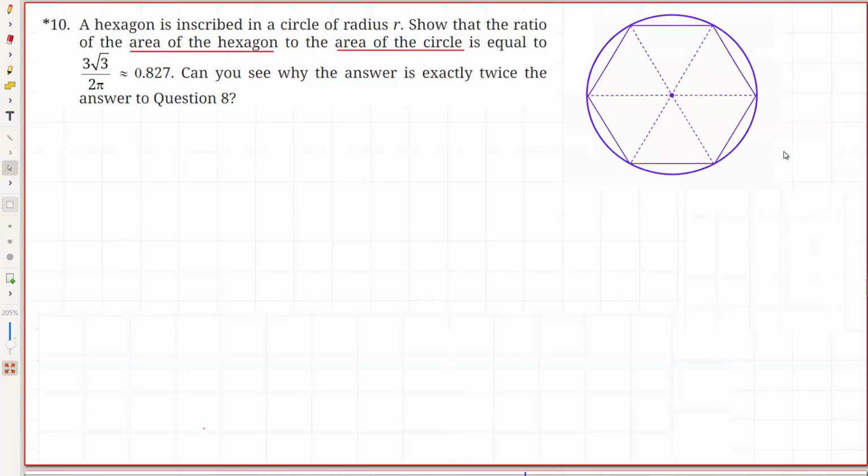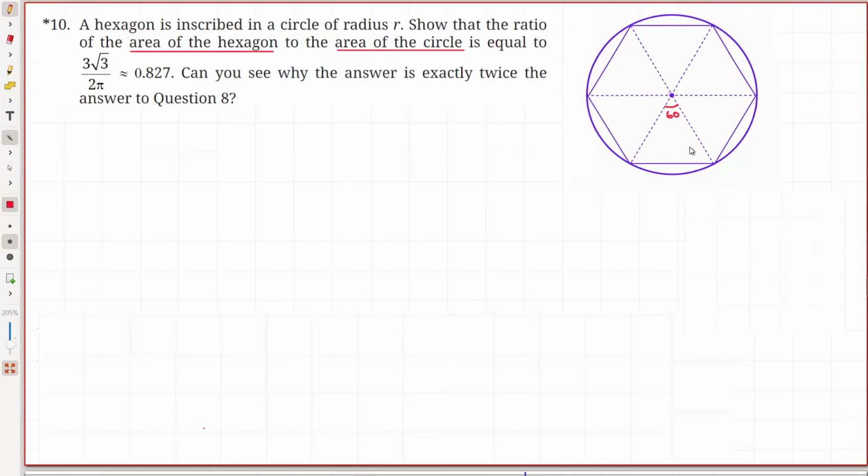So we have to draw the hexagon inside the circle. Let me show the diagram. Hexagon is inside the circle. Hexagon means we have 1 2 3 4 5 6, six equilateral triangles. Why? Because each will form a 60 degree angle. Total is 360, and 360 divided by 6 is 60 degrees. So we can say this is an equilateral triangle.